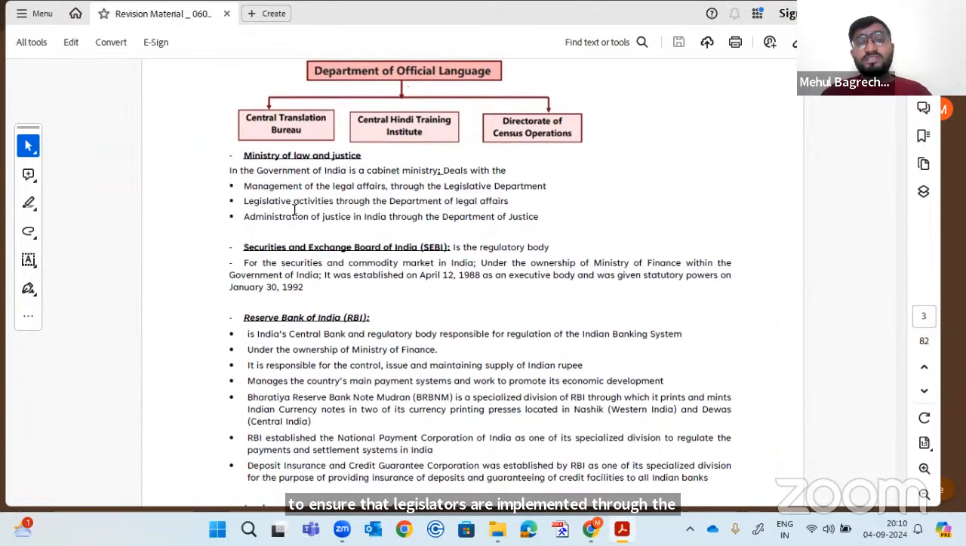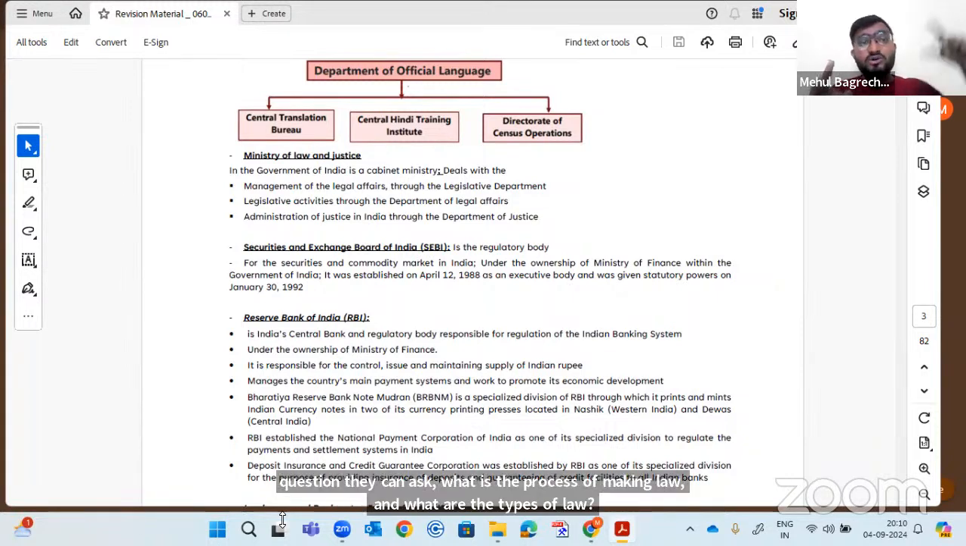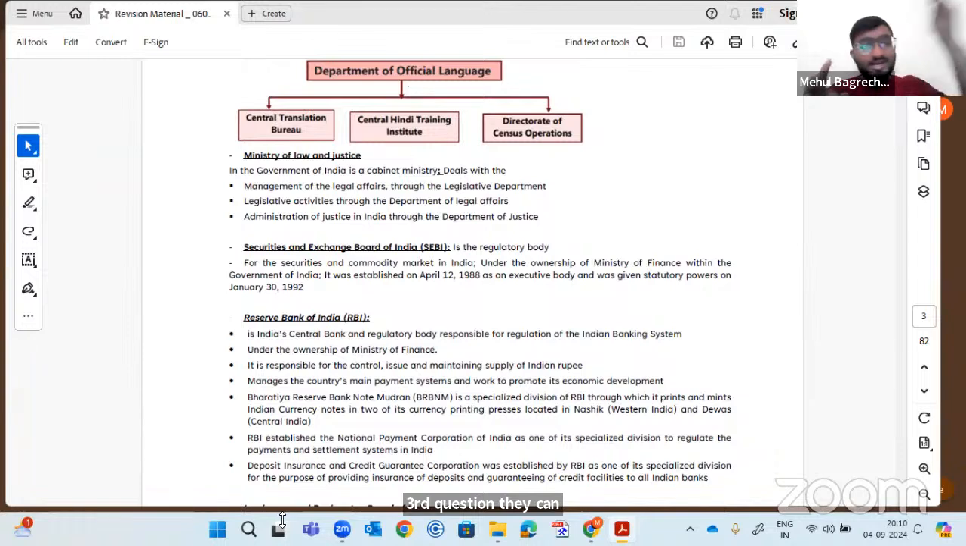Now, what kind of questions? Favorite examination questions. Either they can ask, what is law? What are the sources of law? First question. Second question, they can ask, what is the process of making law and what are the types of law? Third question, they can ask, write a short note on various ministries: Ministry of Finance, Ministry of Corporate Affairs, Ministry of Home Affairs.